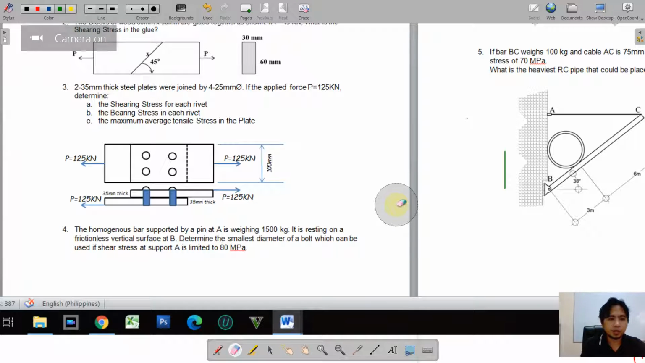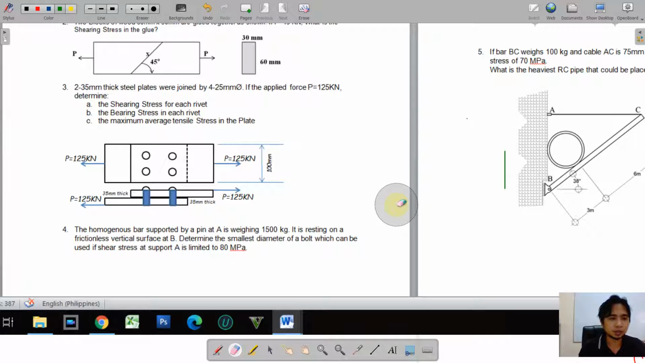Moving on to the third problem, we have 35mm thick, two pieces of it joined by four 25mm diameter rivets, wherein we have an applied tensile force of 125 kilonewton at both ends. So basically, this will have a shearing effect on the cross-section of the rivet as well as the bearing effect on the contact between the rivet and the plate.